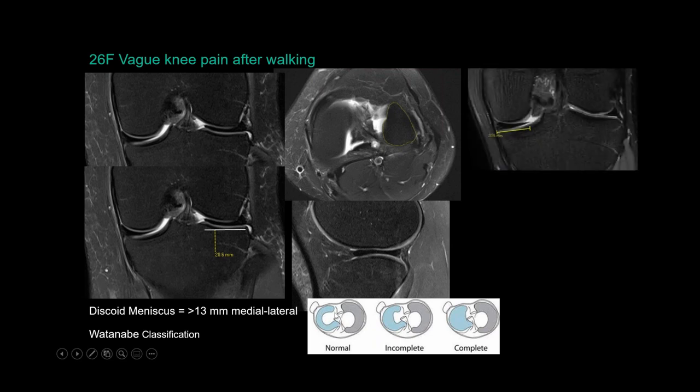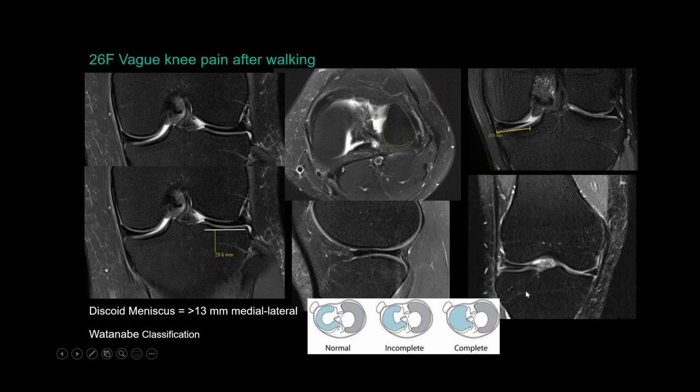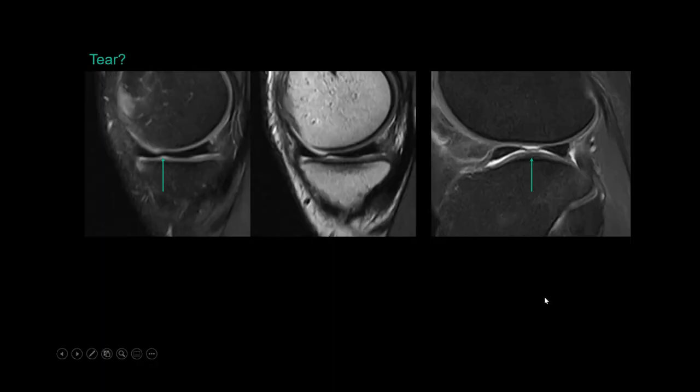Okay, so the generally accepted is more than 13 millimeter from medial to lateral, and they're commonly prone to horizontal tears. So is this a tear or is this a tear? So this is actually a meniscal flounce, which is a lax or redundant aspect of the inner edge. It's not a tear, but it can cause some discomfort to the patient, perhaps symptoms of locking.